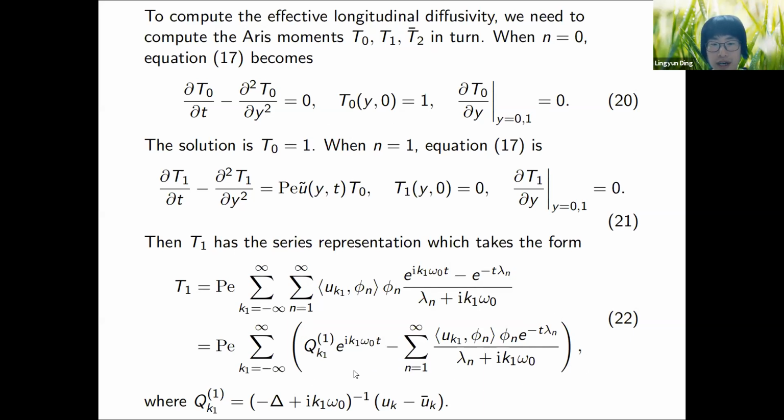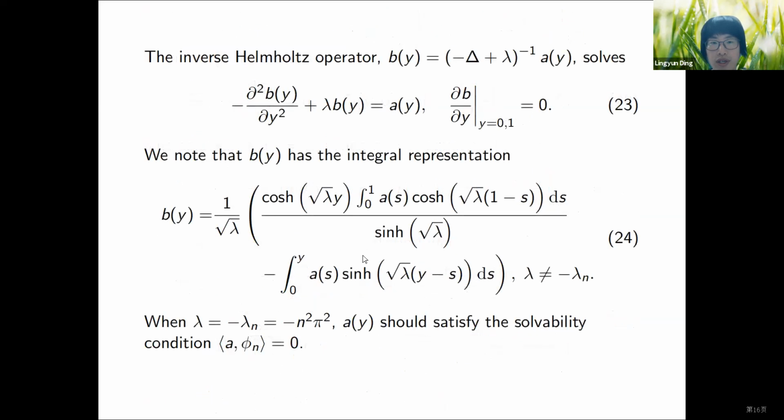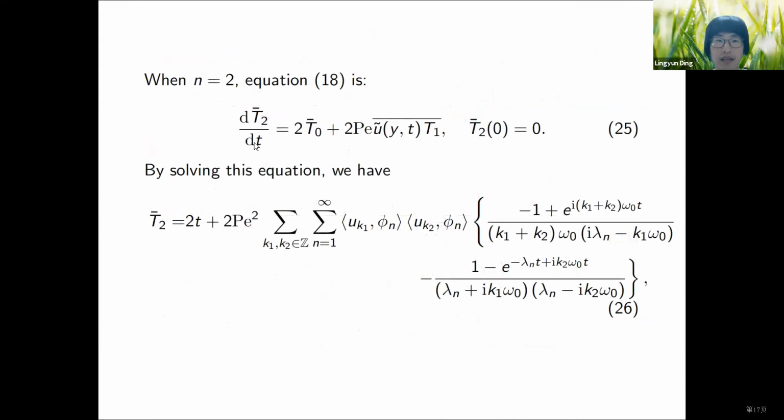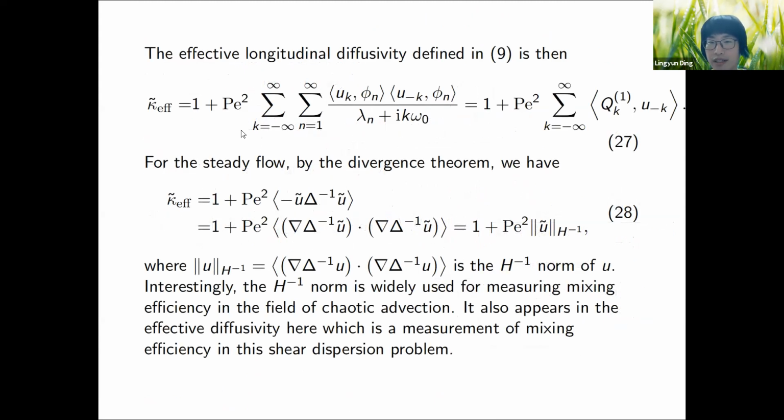We can sometimes simplify this equation by introducing the inverse operator. For this problem, we actually have an integral representation of this inverse operator. Okay, now we can solve T2. The governing equation of T2 is this one. We can also use the series expansion to solve T2, and this is the solution. Once we know T2 and T1, we can compute the effective diffusivity. So we obtain this result.